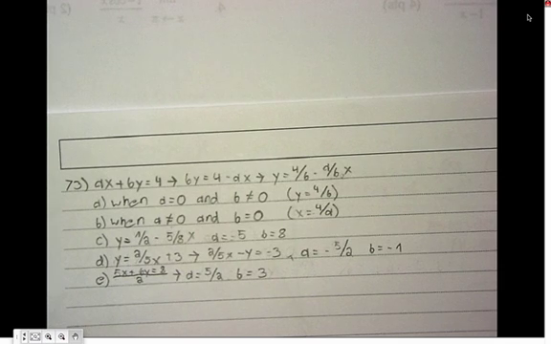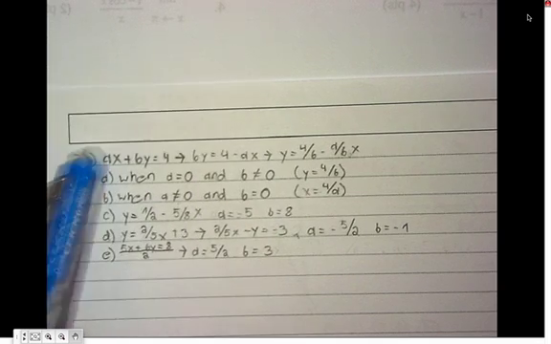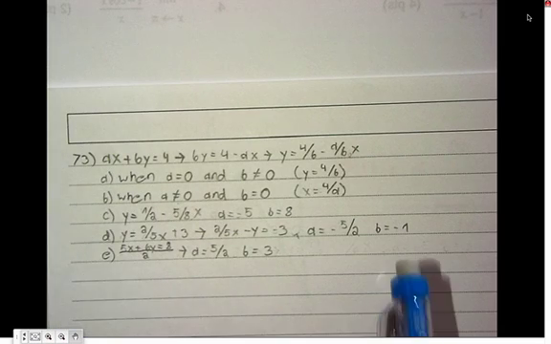Okay, so 73 gave you this equation, and then what did you do in part A? Well, for the first part, I plugged in 0 for A because that would give me the equation y equals 4 over b. And then for b, I plugged in 0 for b because then if I plugged it in for the first equation, I got x equals 4 over a.